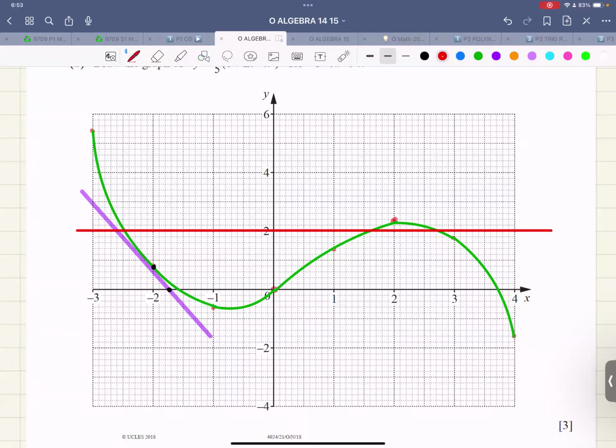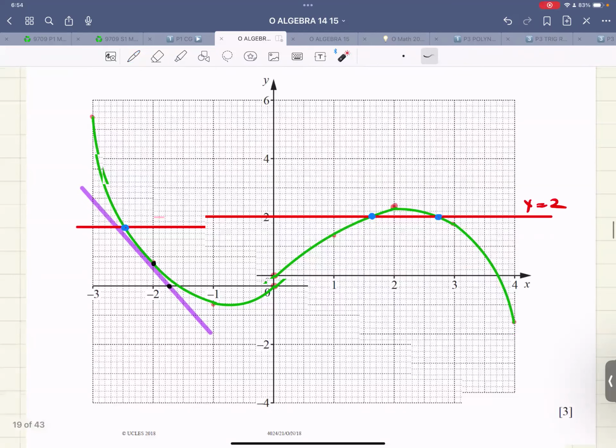And let me write over here, this is y equals to 2. Now, how many points of intersection do you see? This is the curve. Let me use another color. So this is the blue intersection. That is another intersection. That is another intersection. So now if I look closely, what do I observe?